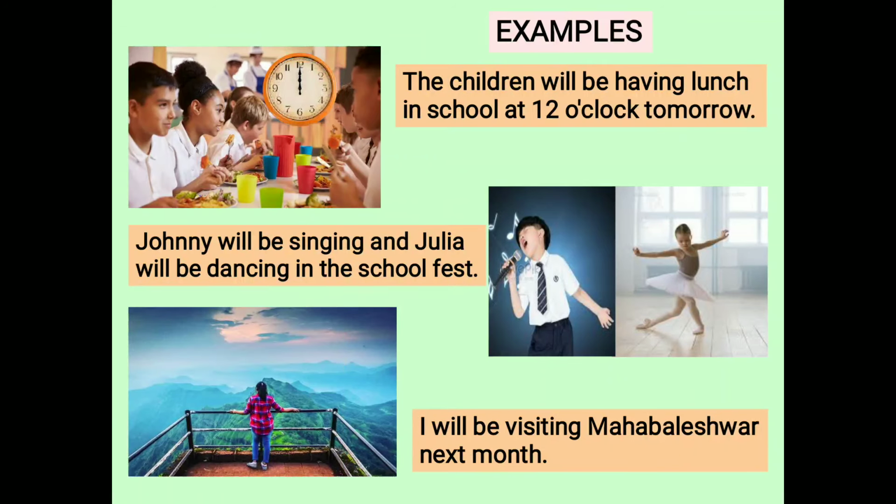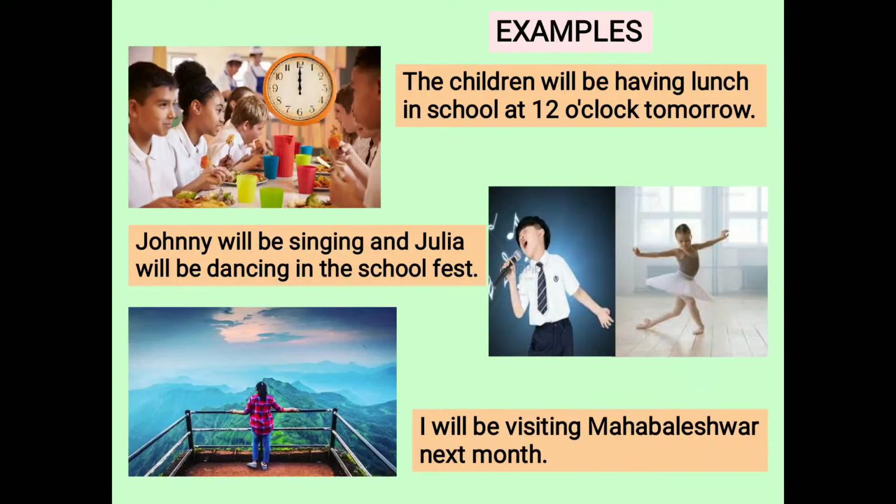Just have a look at the first example. The children will be having lunch in school at 12 o'clock tomorrow. So having lunch is an action that continues for a certain period of time. So in the future, that is tomorrow 12 o'clock, which is a future time, the children will be continuing an action, that is having lunch. So the sentence is: the children will be having lunch, will plus be plus the ing form of have, lunch in school at 12 o'clock tomorrow.